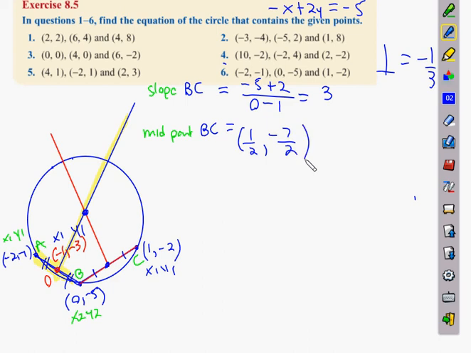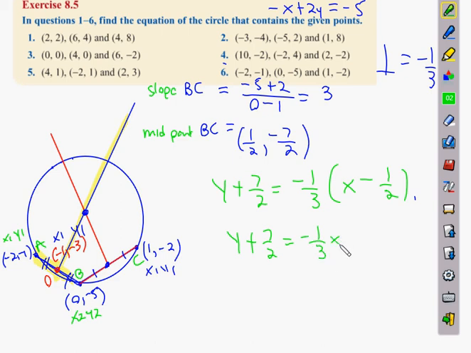Alright. Now, we're going to have to go about doing it here. So we're going to put in y plus 7/2 equals -1/3 into x minus what? -1/2. Now, just multiply it out for a minute. Y plus 7/2 equals -1/3 x plus 1/6.